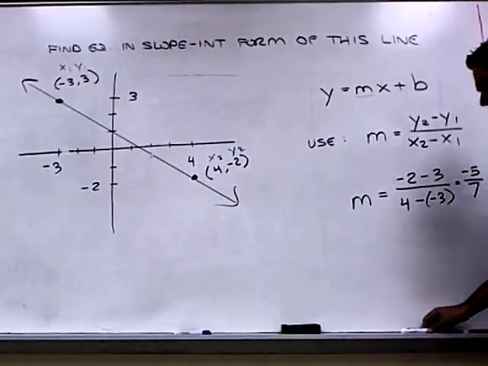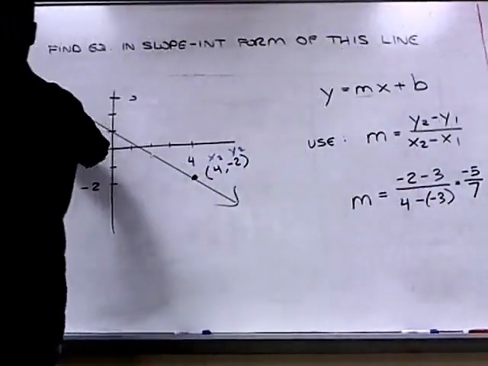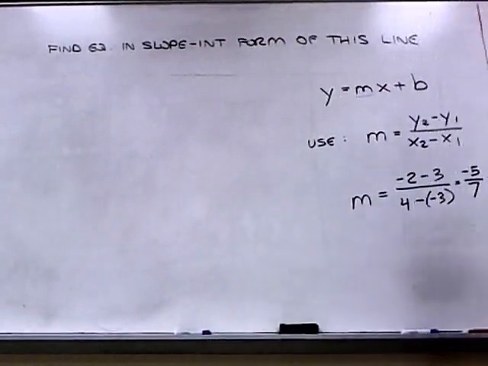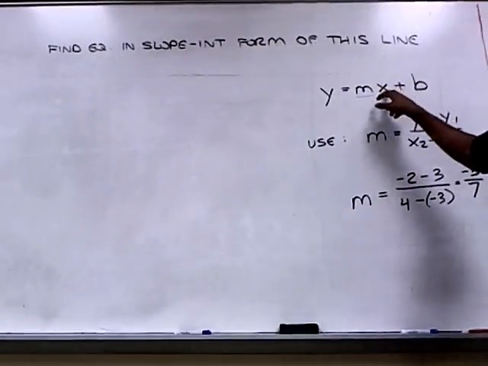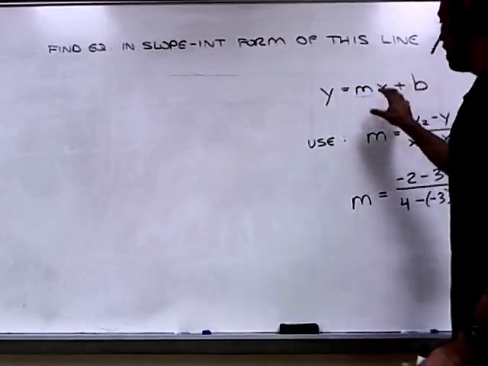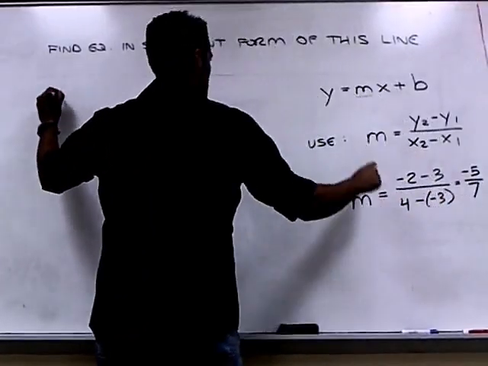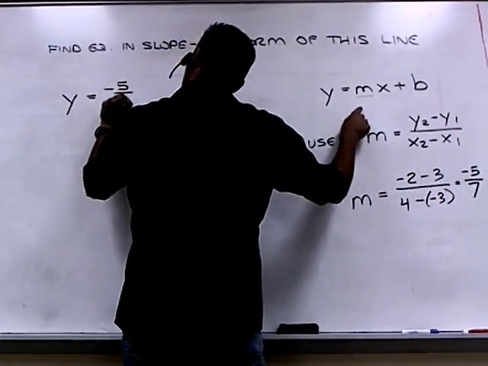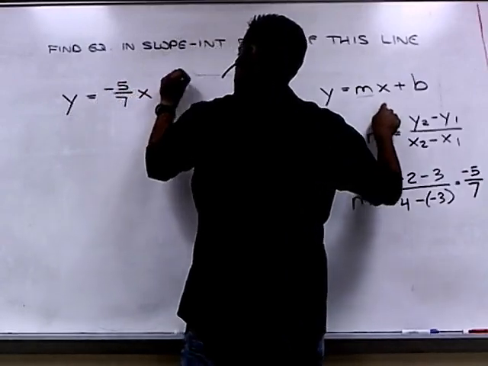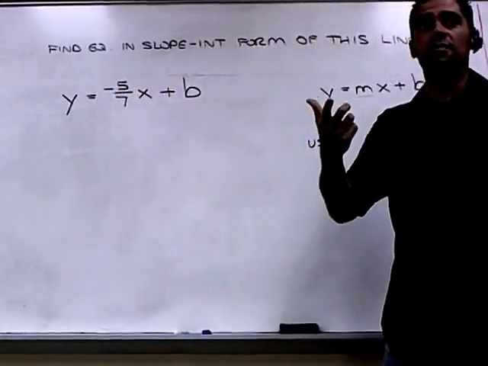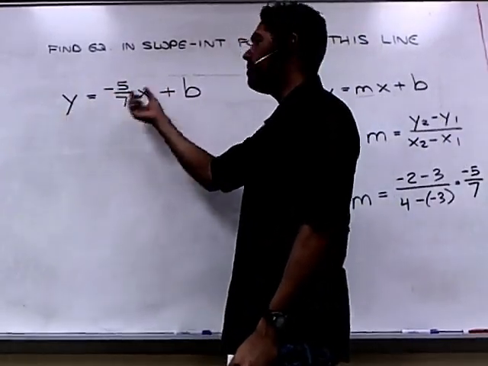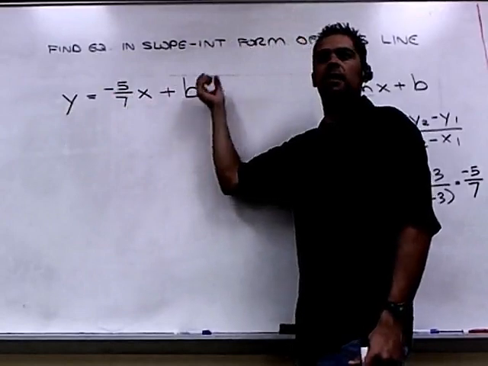How did we do that last time? How did we get B? Did we plug in 0, right? Yeah, what we did is we used the fact that if this equation has to be true, and I know what the slope is, then I can write this right now: y = -5/7 x plus b. And then I can use either one of the points to replace my x and my y, and if I do that, then I'll have b. That's the only thing left. Then I can solve for b.